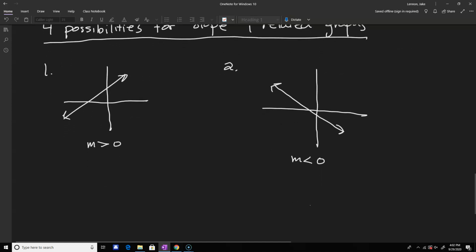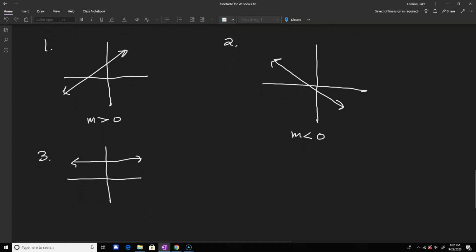So then the 2 other cases that we could have, if you think about a fraction, a 0 on top of a fraction would mean that the slope would be 0, and a 0 on the bottom of the fraction would mean that the slope would be undefined. So if we have a graph with a slope of 0, that would actually be parallel with respect to the x-axis. So that would be a slope value of 0.